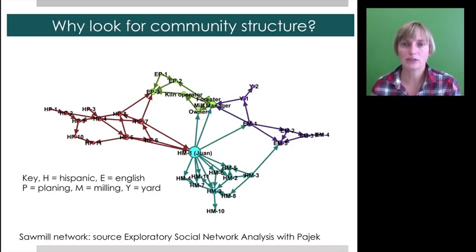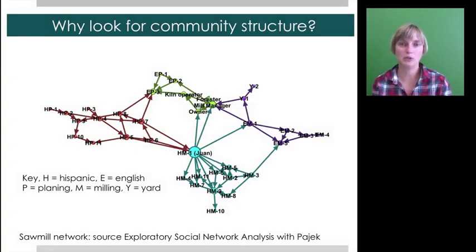And there are different kinds. So here you have the management. You have English-speaking workers, they're marked with E, and then you have different roles. So the Ys work in the yard, the Ps are the planers, and the Ms are the millers. And what happened was that the management wanted to introduce a new plan, and they thought that everybody would be on board because it was supposed to be beneficial all around.